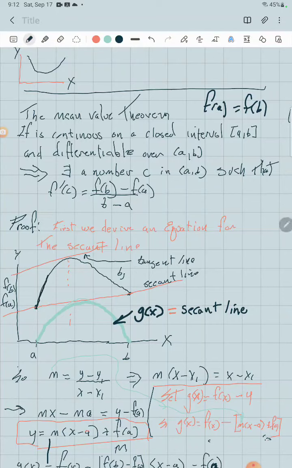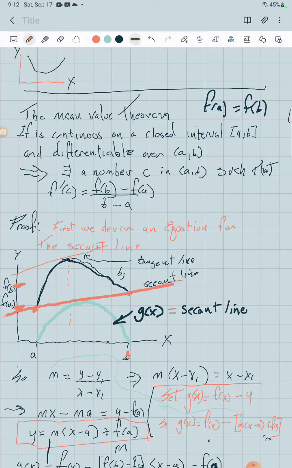So if f of x looks something like this, when we graph it out, and then we have a secant line. Let's see if I can make that a little bit bigger. Oh, here, okay, so if I had a secant line like this, and this is a and this is f of a, and this is b, and here's f of b. So they're not the same value, but there's a brilliant way to prove it.